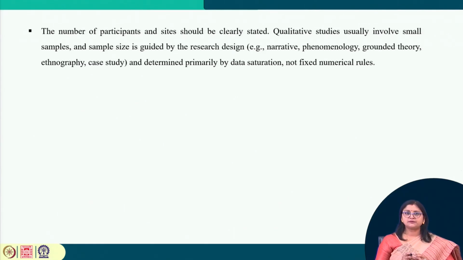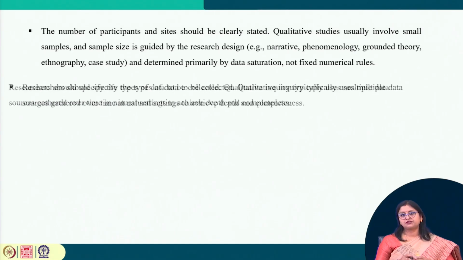The number of participants and the sites should be clearly stated. Qualitative studies usually involve small samples. Small sample size is guided by the research design like narrative, phenomenology, grounded theory, ethnography or case study, and determined primarily by the data saturation, not fixed numerical rules.